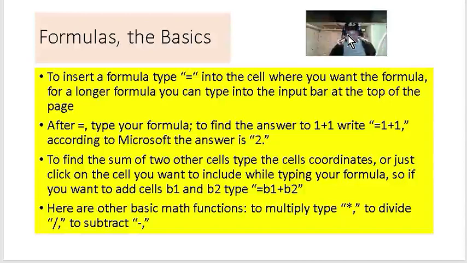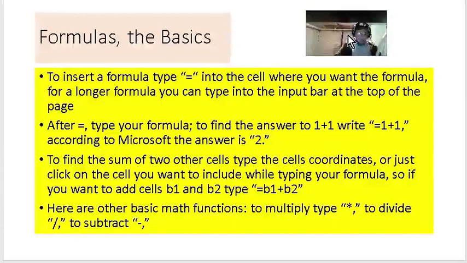And to insert a formula into Excel, all you do is you write the formula backwards. So you put equal into the cell where you want the formula, and for a longer formula, you can type into the input bar at the top of the page. So after equal, type your formula. For instance, to find the answer to 1 plus 1, you write equal 1 plus 1, and then when you hit enter, 2 will appear on your spreadsheet.